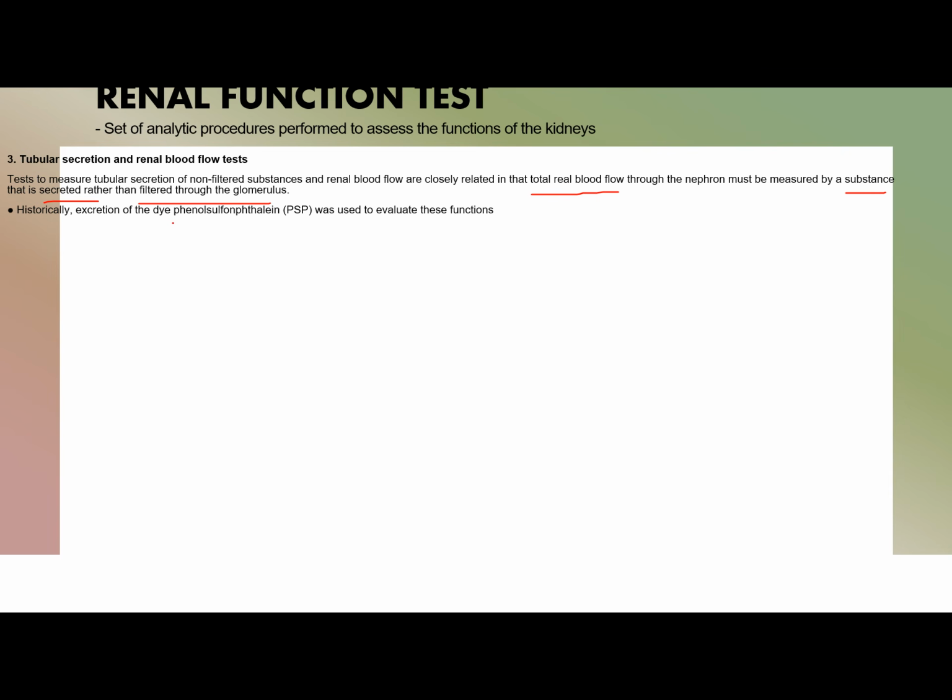Historically, the excretion of the dye phenolsulfonane or your PSP, yun yung ginagamit dito class. The dye phenolsulfonane is being used. The test most commonly associated with this function is the para-aminohippuric acid test or your PAH test. So take note of that class. For the tubular secretion, you have the PAH test. The PAH, itong P na to, that's para-aminohippuric acid test, which uses the dye phenolphthalein or PSP.